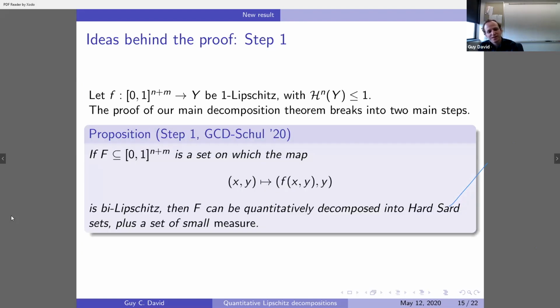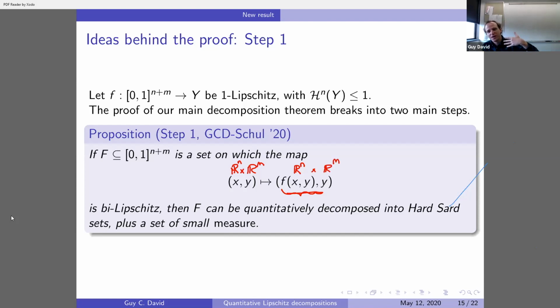Step one says, if you can do something else, then you can find Hard-Sard sets. And the something else is find a set on which the map f of (x, y), comma, y, so the map supplemented with m extra coordinates, is bi-Lipschitz. If you remember, the notation here is that this is a point in R^n cross R^m. The x is in R^n, the y is in R^m. This maps into an n-dimensional space. You may think of that as R^n. And so this is also mapping into R^n cross R^m.